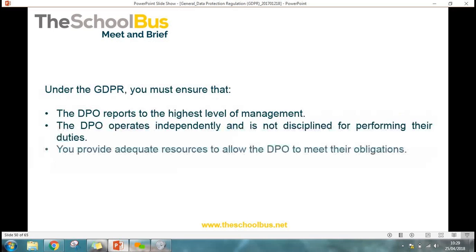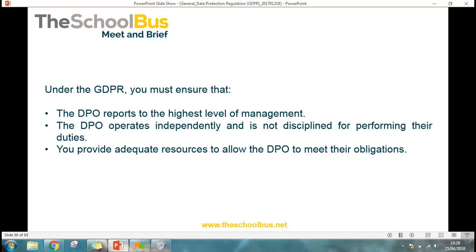What the GDPR does say is that an individual who carries out the function of a DPO under GDPR must report to the highest levels of management, and it expressly forbids, for example in schools, a head teacher being the data protection officer, but they've got to have the ability to report directly to the head teacher or even to the board of governors.